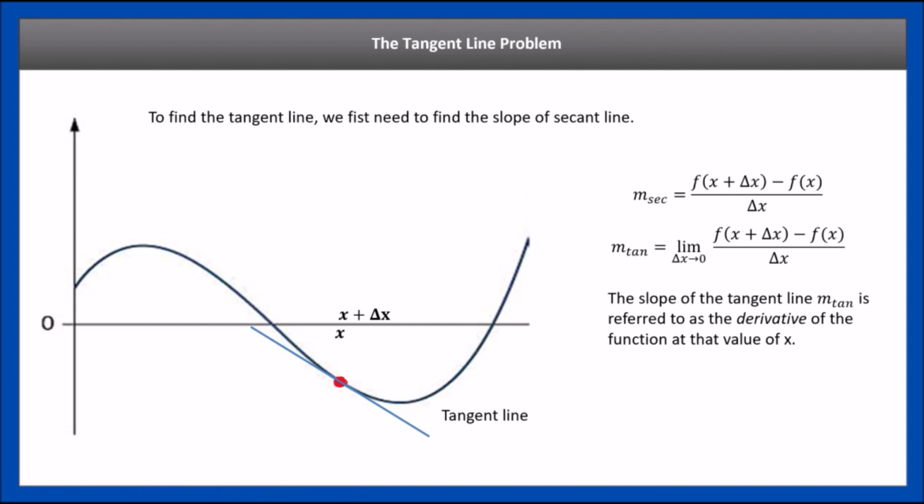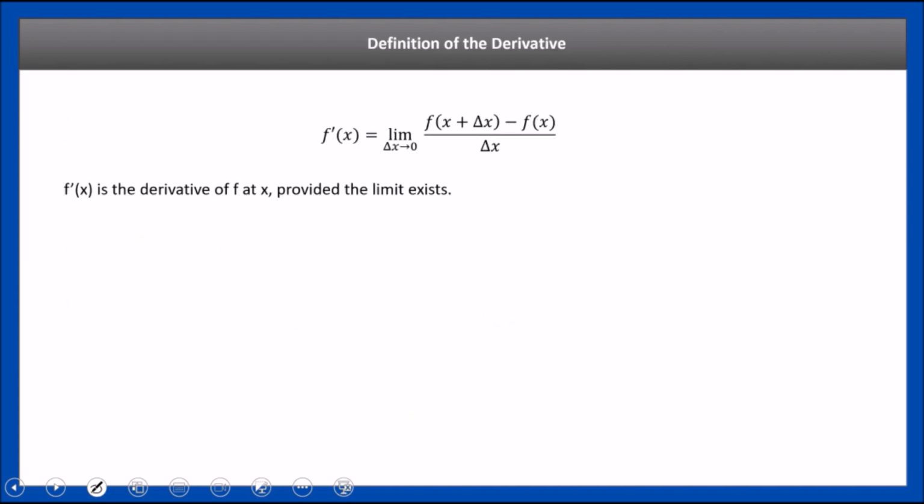The idea here is that the slope of this tangent line is referred to as the derivative. And this is the main idea that we want to address. So let's find the definition of the derivative. The definition of the derivative is the limit as delta x approaches 0 of the difference quotient. Remember, that was the difference quotient, right? So we take the limit of that difference quotient as the separation, the delta x, goes to 0. Notice we have f prime of x.